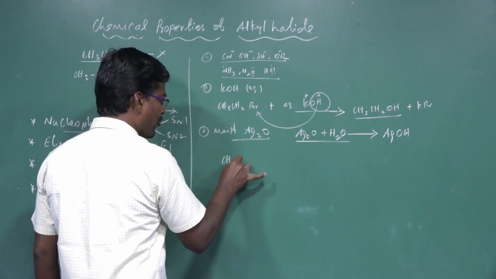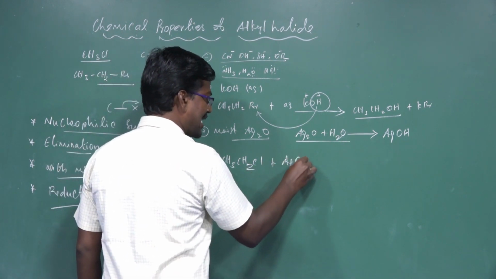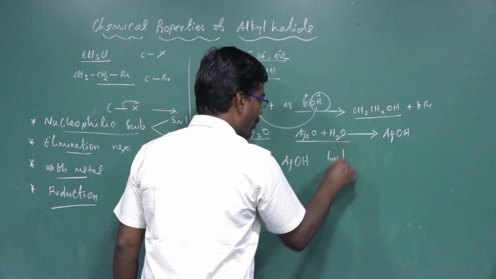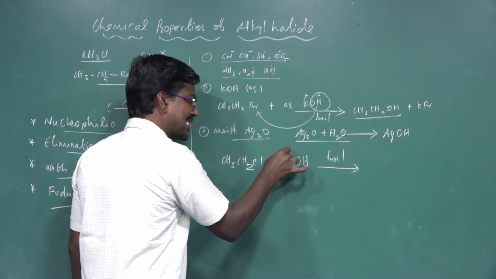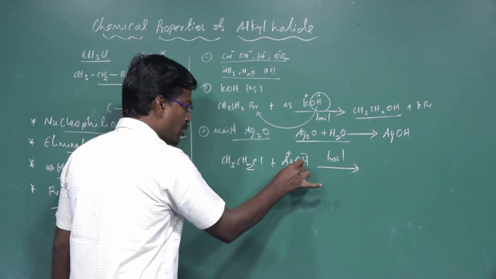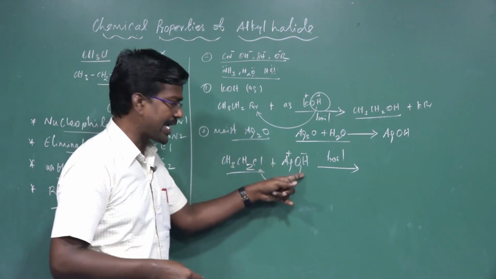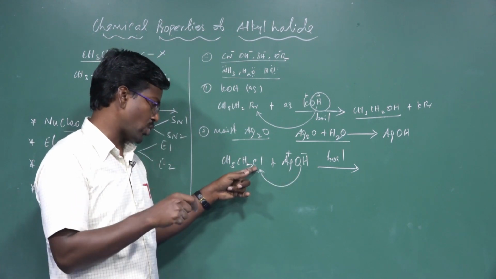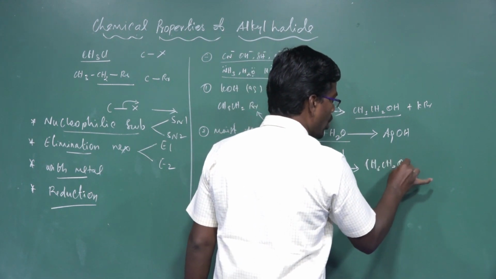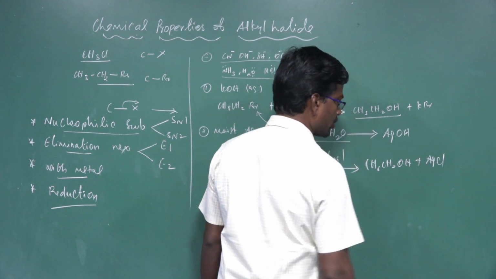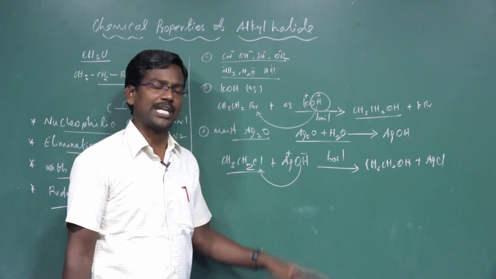Then the alkyl halide, ethyl chloride CH3CH2Cl, reacts with silver hydroxide, AgOH, by heating or boiling. Both are boiled at high temperature. The silver hydroxide dissociates into Ag+ and OH- ion. The OH- ion substitutes or replaces the chlorine in ethyl chloride. The OH- ion, a nucleophile, substitutes in the place of chlorine in ethyl chloride to form ethyl alcohol, CH3CH2OH, plus silver chloride. This process is also an example of a nucleophilic substitution reaction.